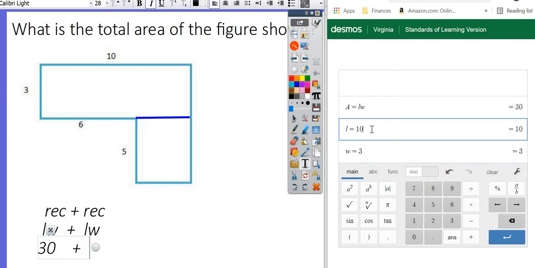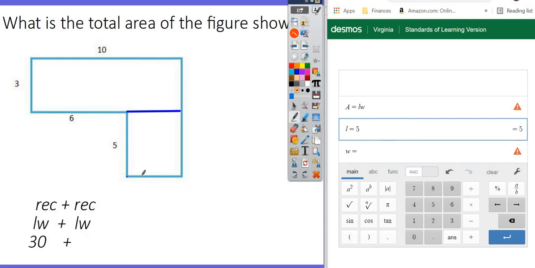So I'm going to come back over here to the calculator. I'm going to clear out my 10 and my 3. And we've got to figure some stuff out. Well, we know this side here is 5. So let's call that the length. But we need to find this here. We need to find what that width is going to be.